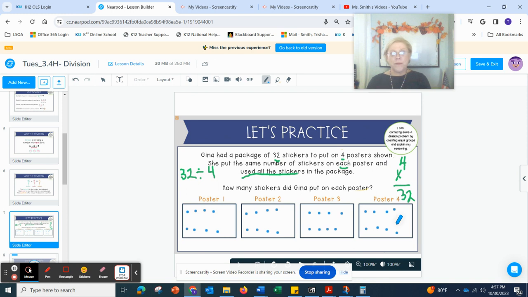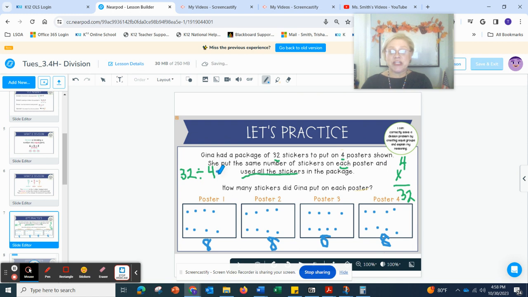So let's look. How many stickers are on each poster? Poster 1 has 8 stickers. Poster 2, I'm counting them up. 1, 2, 3, 4, 5, 6, 7, 8. Poster 2, 8 stickers. Does poster 3 have 8 stickers? Let's check. Yes, poster 3 has 8. I shouldn't say all, poster 4 could be our one that throws us all off. You never know. 1, 2, 3, 4, 5, 6, 7, 8. They all have 8. Isn't that neat how that works? When you break them up into equal groups, each group has the same number.